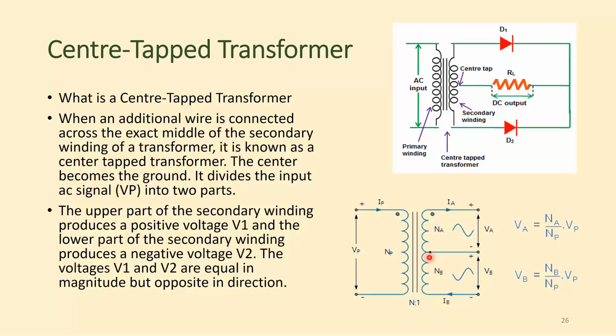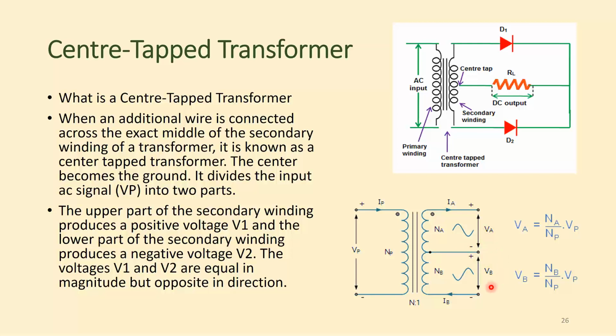Opposite in the sense that if this is the common ground, then you have VA here and VB here. You have a positive with respect to this terminal below here. But if this is ground, then VB here is going to be the opposite polarity, opposite direction to VA.